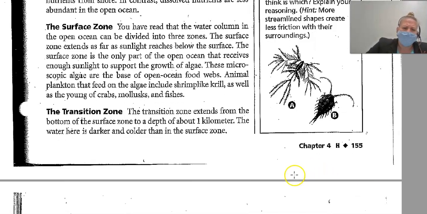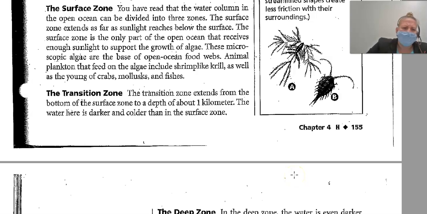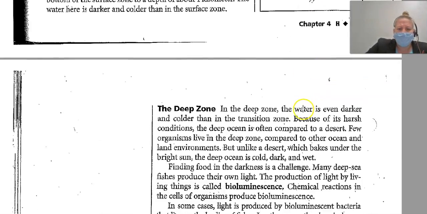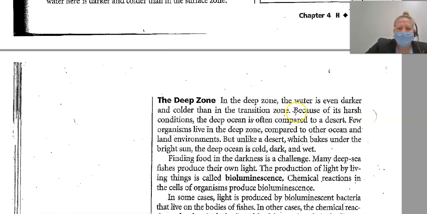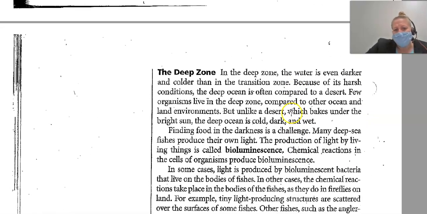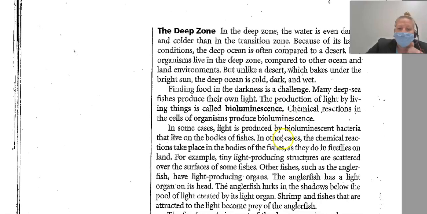The transition zone extends from the bottom of the surface zone to a depth of about 1 kilometer. The water here is dark and colder than in the surface zone. The deep zone. The water is even darker and colder than in the transition zone. Because of its harsh conditions, the deep ocean is often compared to a desert. Few organisms live in the deep zone compared to the other ocean and land environments. But unlike a desert, which bakes under the bright sun, the deep ocean is cold, dark, and wet.